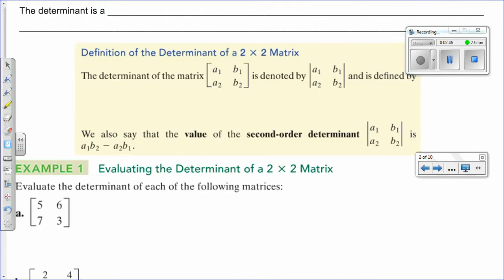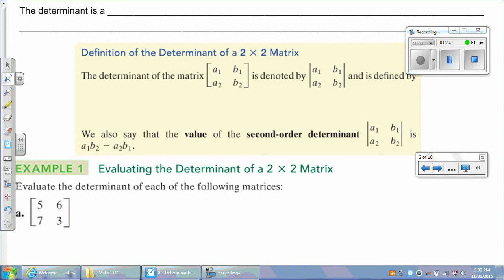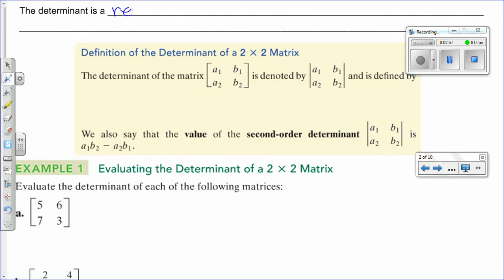So let's go ahead and write down what a determinant is. And I want to tell you that a determinant is going to be just one single number. It's not going to be a matrix. So we're going to define it as a real number associated with every square matrix.